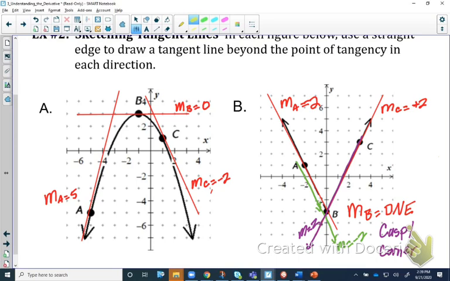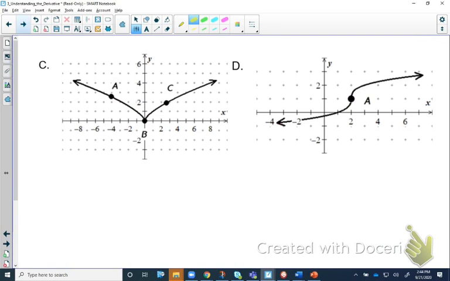And if you have not done them already on C and D, go ahead and pause the video now and work them out.